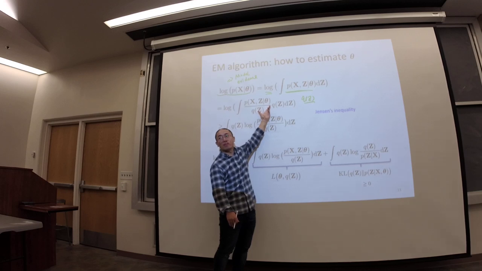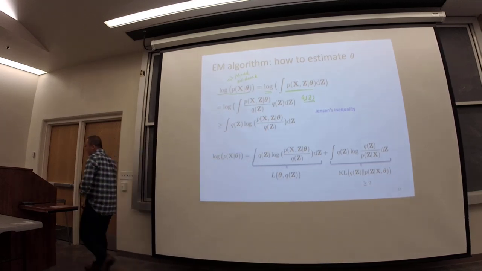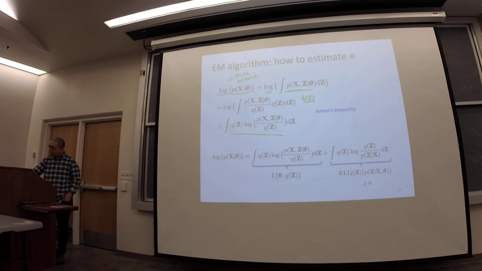This is totally equivalent, right? Because qz, qz here are canceled. But the benefit is that I can apply Jensen's inequality. So what is Jensen's inequality? We should mention it before, right?